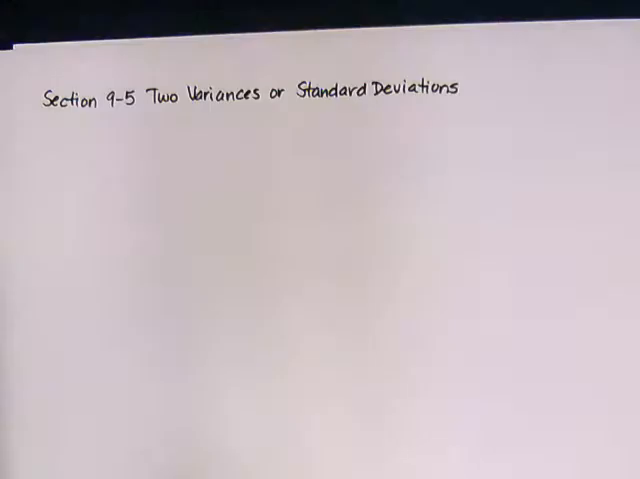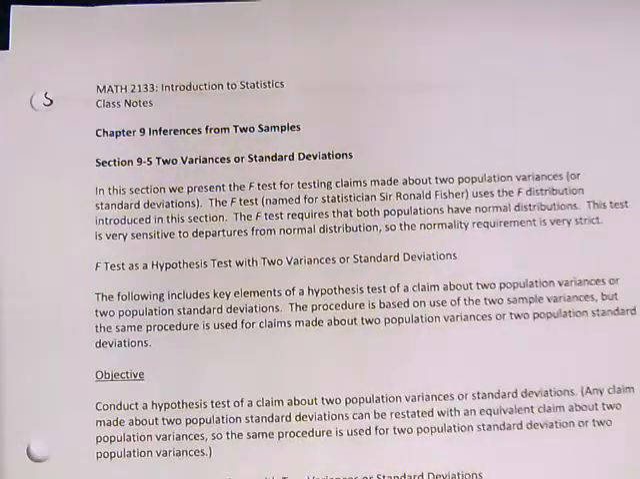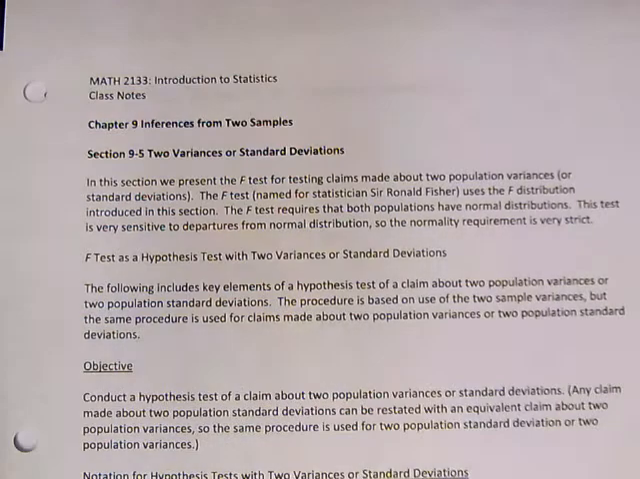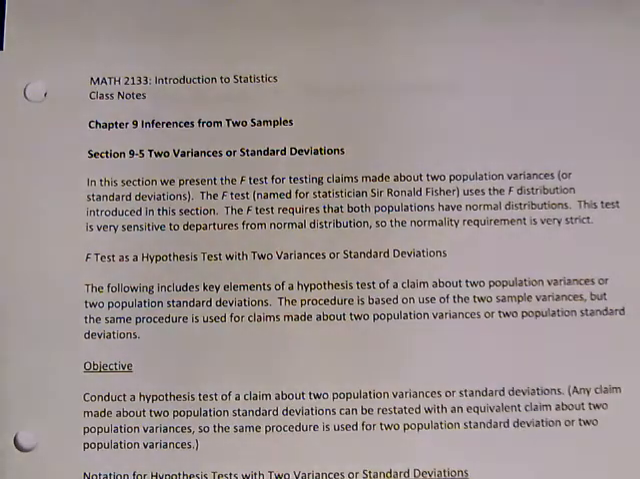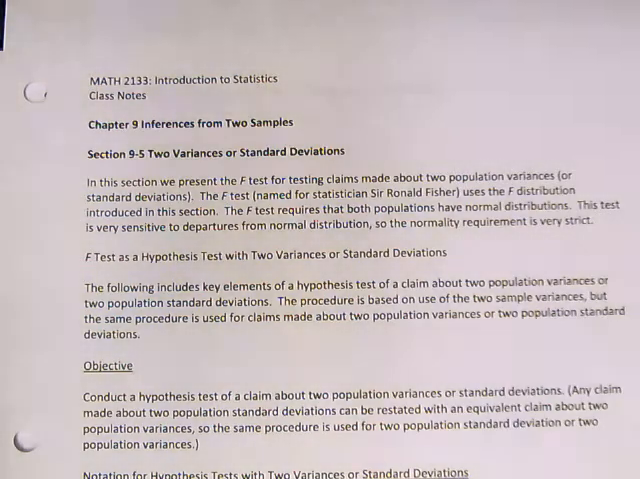So what we're going to introduce in this section is what they call the F test. And that's going to be used in testing claims made about two population variances or two population standard deviations. So here the F test, which is named after a statistician named Sir Ronald Fisher, is the test that we will use in this particular video.